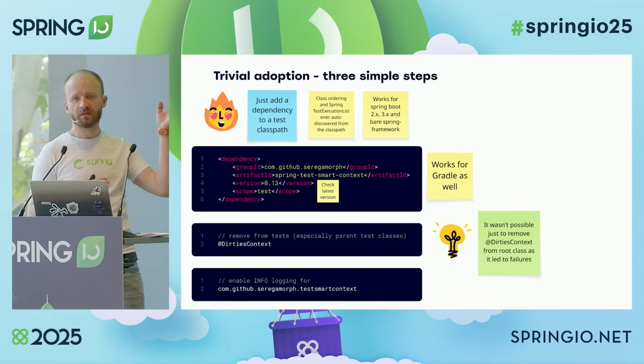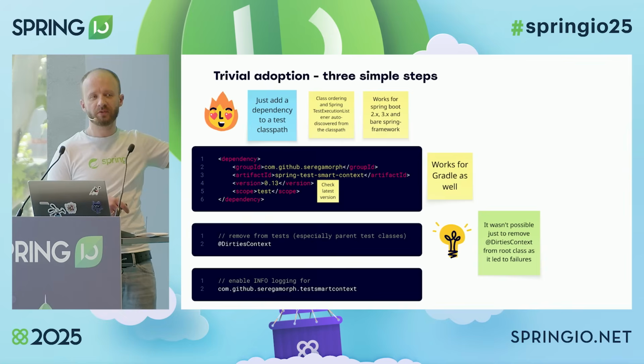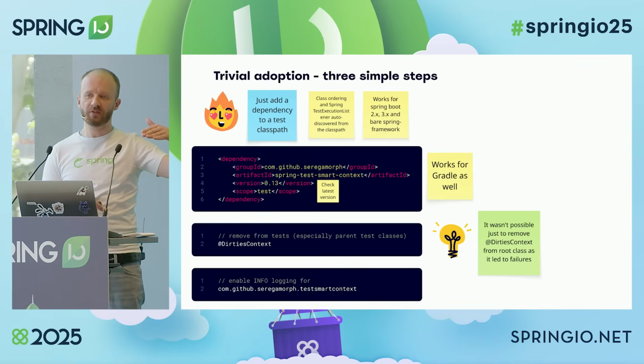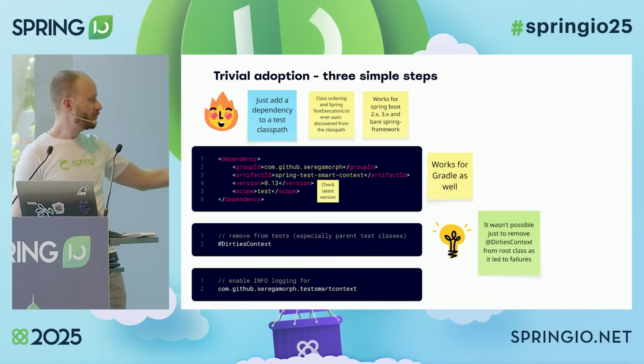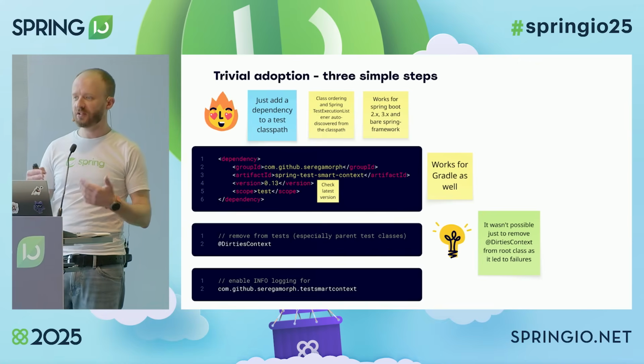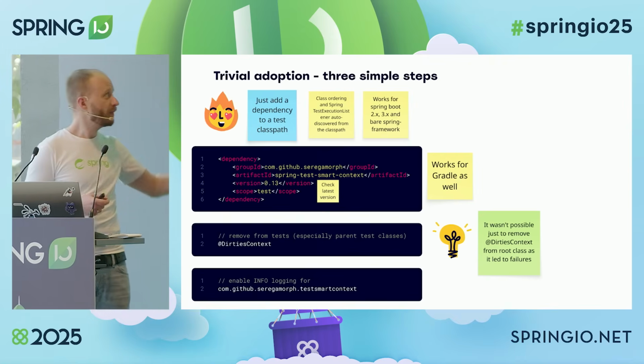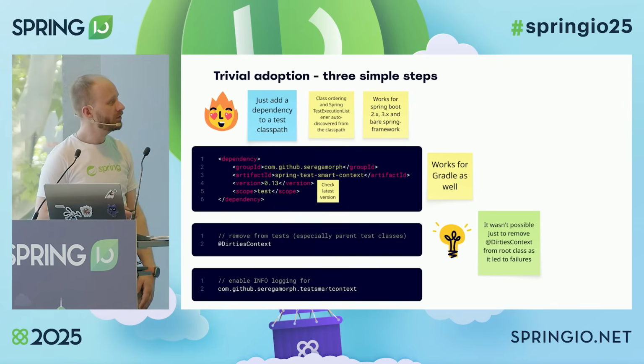So just add a dependency, remove most of the DirtiesContext annotations, especially if you put them on the parent classes of your test suite, and optionally enable info logging. I'd like to emphasize here that usually you cannot just remove DirtiesContext, because those annotations are here for a reason, because your tests are conflicting. But with a library, you can do it.